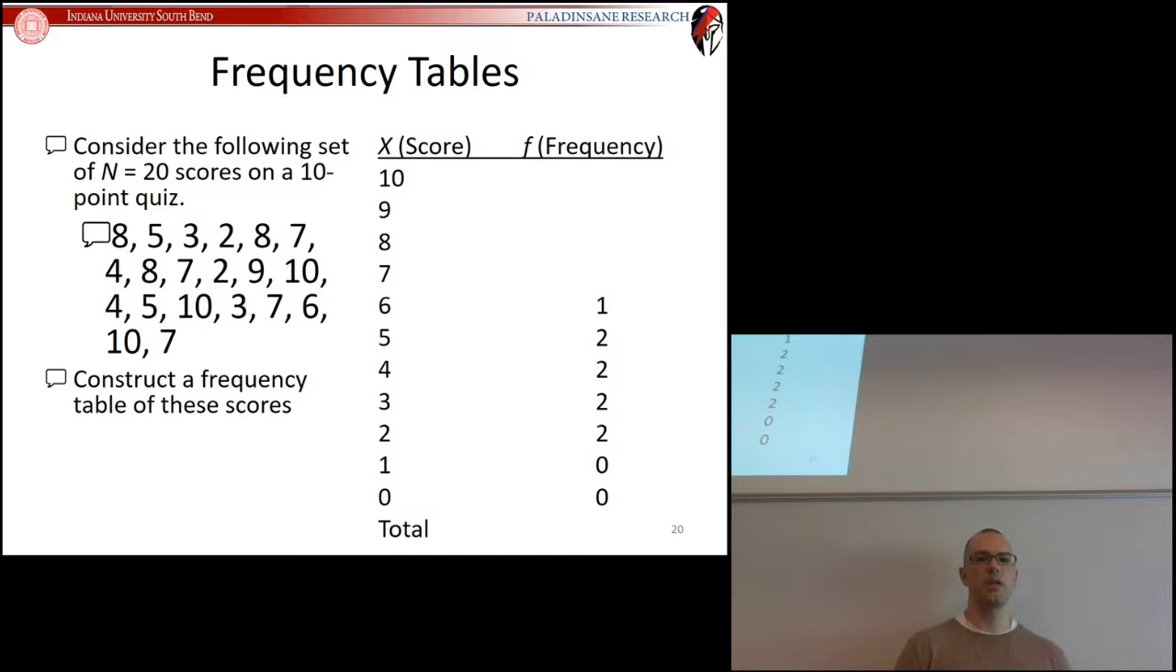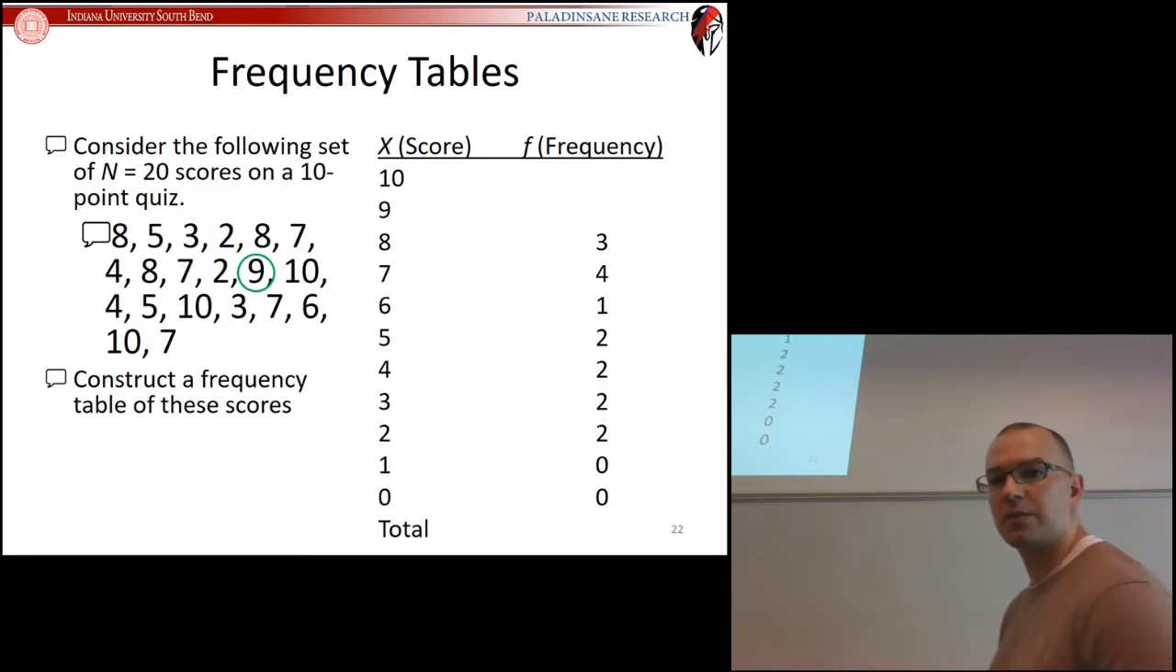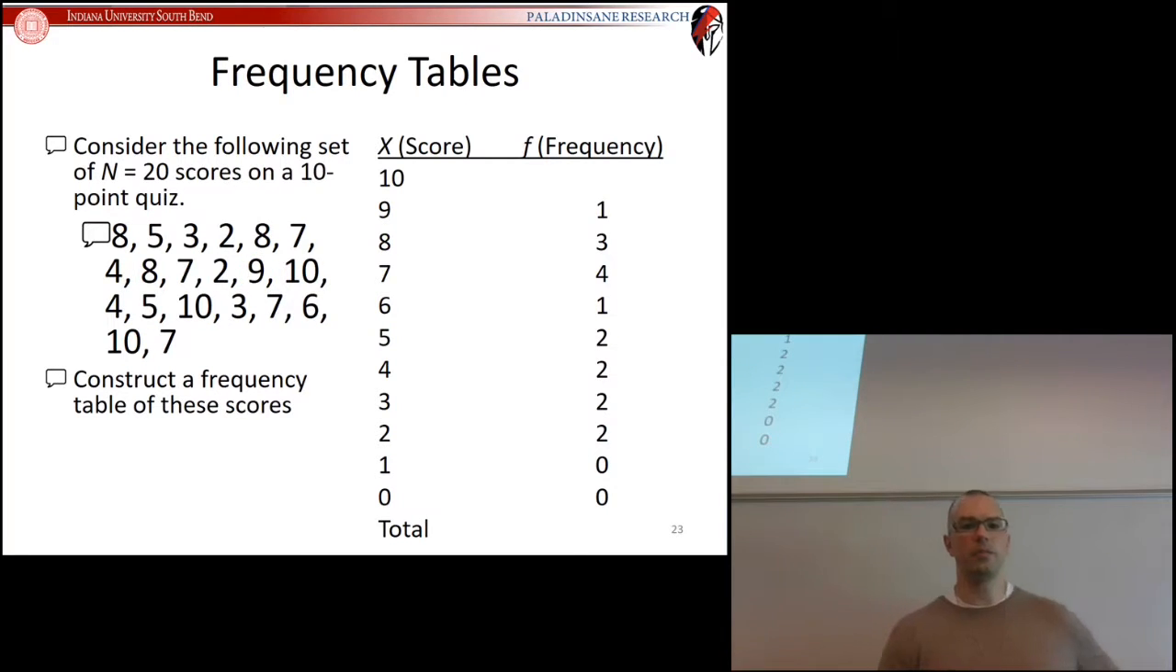For 7s, we have 1, 2, 3, 4 individuals who got a score of 7. So the frequency of 7 out of 10 is a 4. And then so on and so forth. For 8s, we got 1, 2, 3 8s in our set of 20 scores. And for 9s, we have 1 in our set of 20 scores. And finally, we have 3 individuals who got a perfect 10 out of 10. So the frequency with which 10 out of 10 occurred, we listed there as 3.